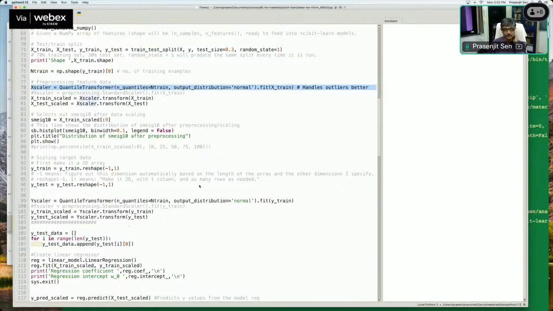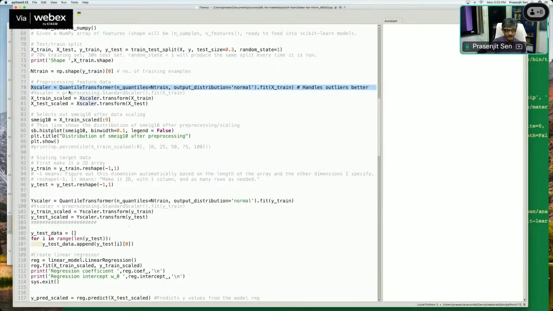The data pre-processing. So what we do is quantile transformation, and the output distribution is normal. So this is what I was telling you. You can use quantile transformer to transform your features to any distribution you want. In this case, we are transforming it to a normal distribution. And this is according to my features, the training features, X train. So the transformation is done according to the features in the training set.